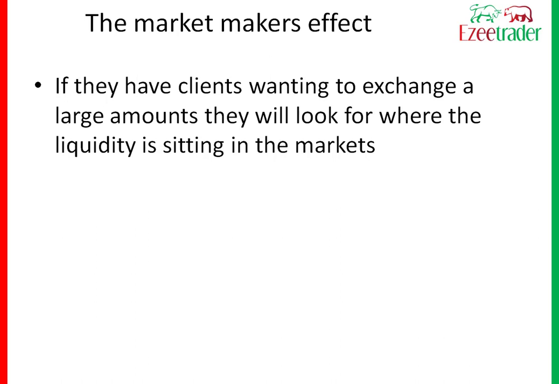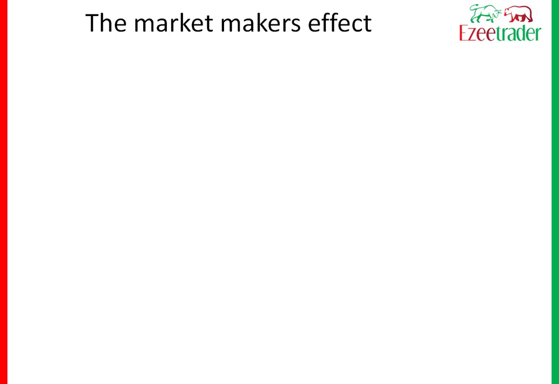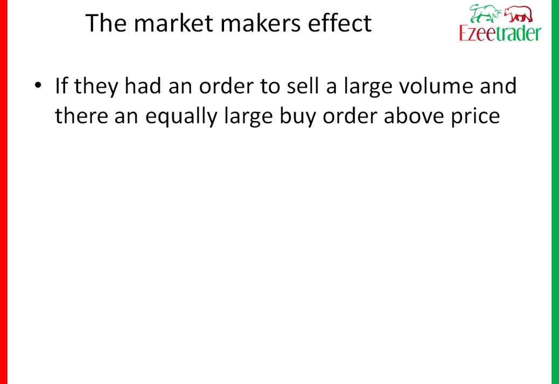I want to sell something. I can ease this market. So there's a significant amount of stops sitting around. Any price would give them the opportunity to fill the order with the least effect. So as I say, if they've got that order to sell a large volume and there's a large buy order just above price, well, they'll edge it up towards it.